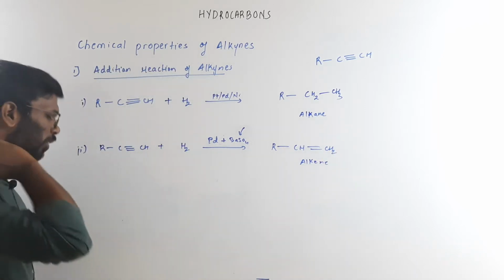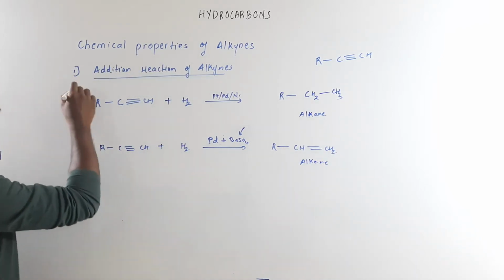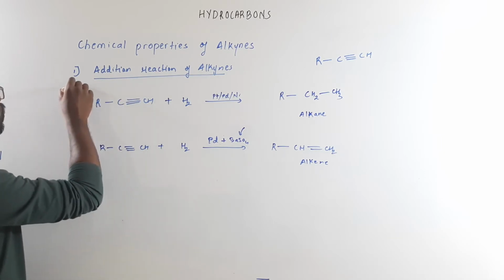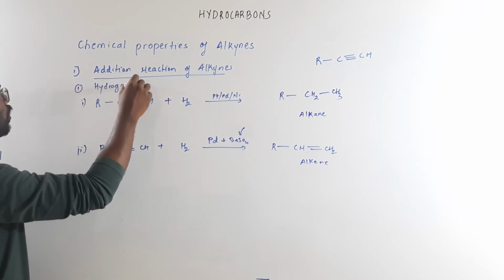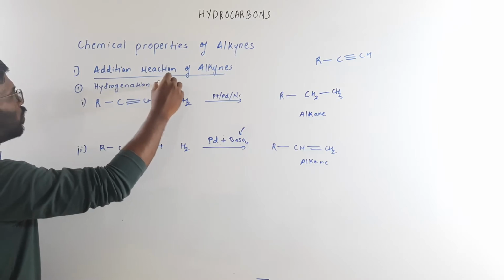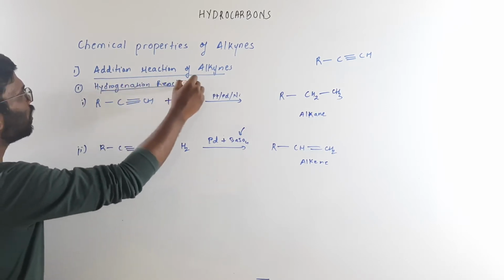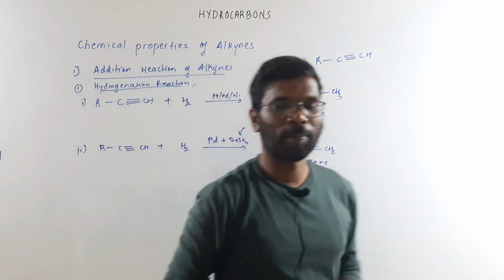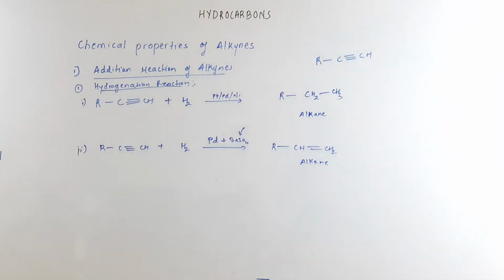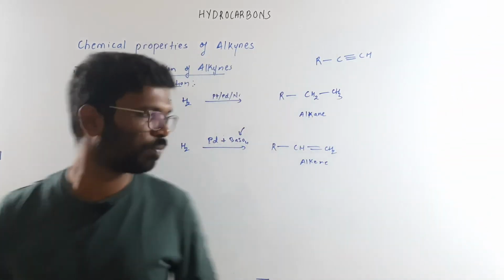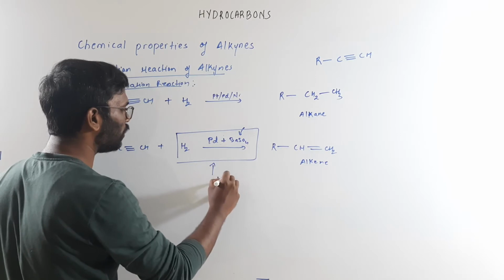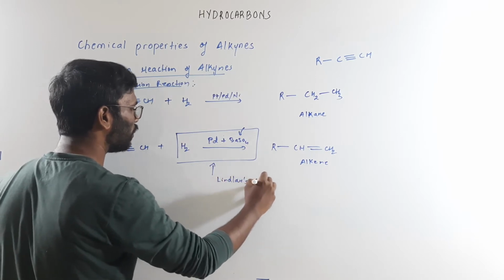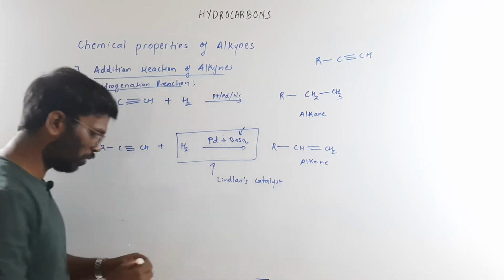So this is the addition reaction of the alkyne, and for the first reaction I forgot to mention the name. This is called a hydrogenation reaction. This is hydrogenation reaction, meaning hydrogen is added across the carbon-carbon triple bond in the alkyne. And this together, H2 with palladium plus barium sulfate, is known as Lindlar's catalyst.